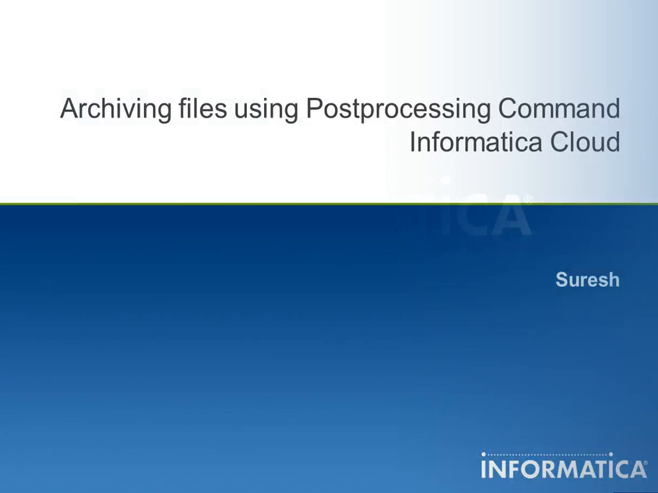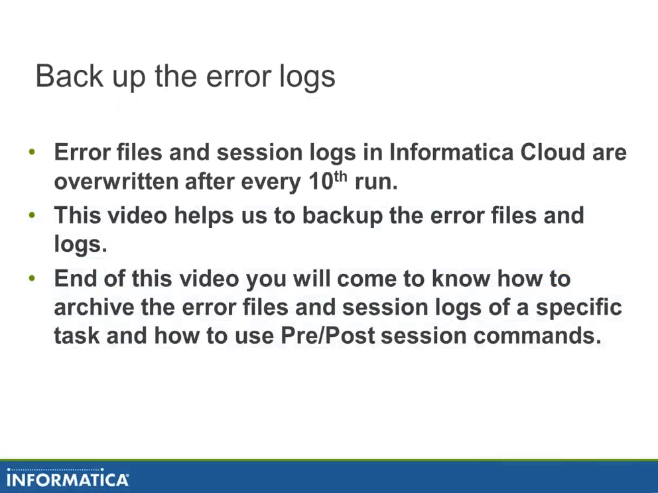My name is Suresh and today I'm going to explain how to archive the files using a post-processing command in Informatica Cloud. First of all, let us know why we need to take a backup of, or archive, the logs in Informatica Cloud. Informatica Cloud overrides the logs after every 10th run of a specific job, and to keep the logs as a backup for future reference, we can run a small batch script which basically copies the logs from the agent directory to a specific folder on the Informatica Cloud Secure Agent machine. So by the end of this video, you'll know how to archive the logs using the post-processing command.